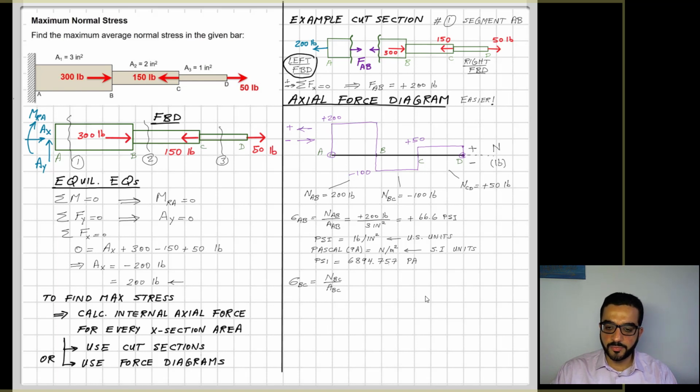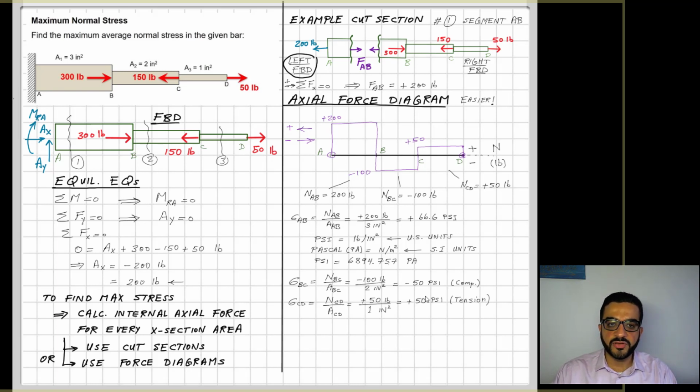Then we can apply the same process for segment BC. We apply the force over the area, and the force should have its sign with it. The force along BC is a compression force, so I included the negative, and I have negative 50 psi. This means it's a compressive stress. For CD, the stress there is also 50, but now that's a tension.